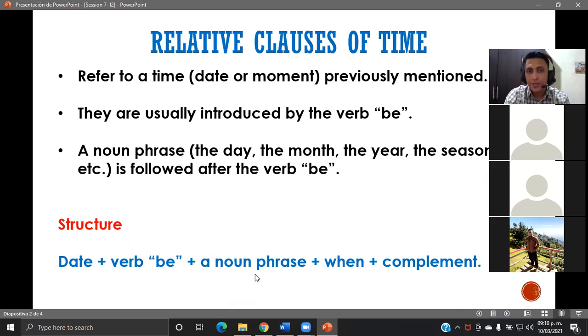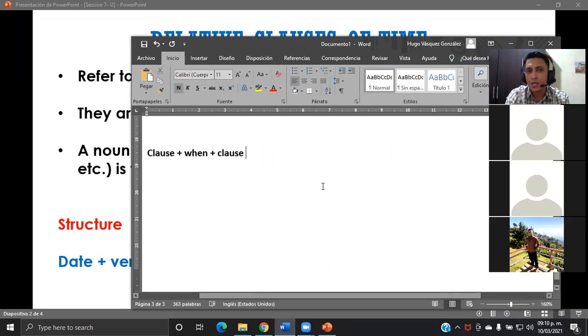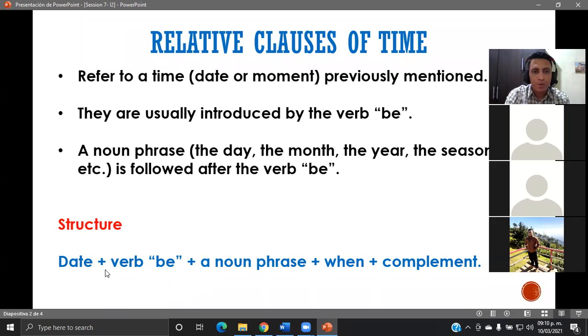Okay? A noun phrase plus when, we use a connector, and then we have a complement. So in that case, the complement is another sentence. That's why in this case we have two clauses. We have the first clause, and after the first clause, when, plus another clause. One sentence, plus a connector, in this case when, plus another sentence. So we have two ideas, and we link those ideas with a connector, or linking word, which is when. This is the structure. Again, date plus the verb be plus a noun phrase plus when plus a complement.